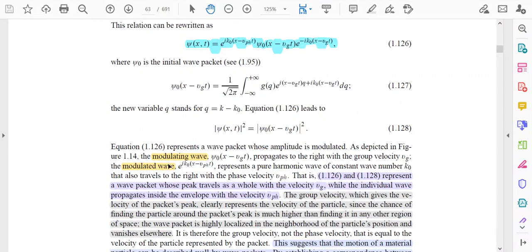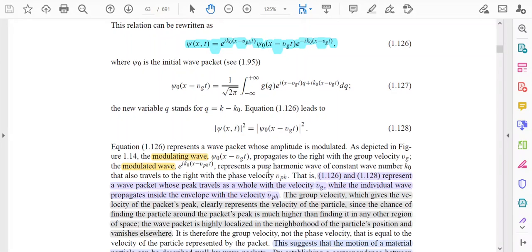In figure 1.14, there is a modulating wave psi 0 x minus vgt that propagates to the right with the group velocity vg. And there is a modulated wave, that is e to the power i k0 (x minus vph t), and it represents a pure harmonic wave of constant wave number k0 that also travels to the right with the phase velocity vph. So I repeat it again.